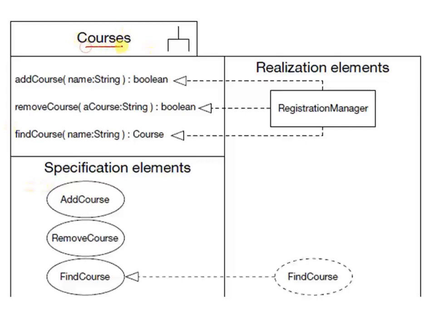The name of the subsystem is courses. You can see a subsystem icon present over here. And within this box, we divide it into three different compartments. The first one has the operations. Next we have the realization elements, and in the third compartment we have the specification elements. In specification we give the use cases, and in realization we give the particular classes which are going to satisfy this particular use case. And then in the operation compartment, you give the name of the operation with arguments and return type.